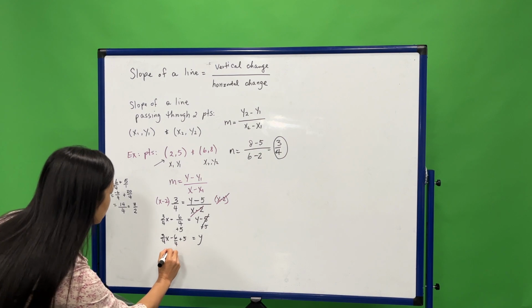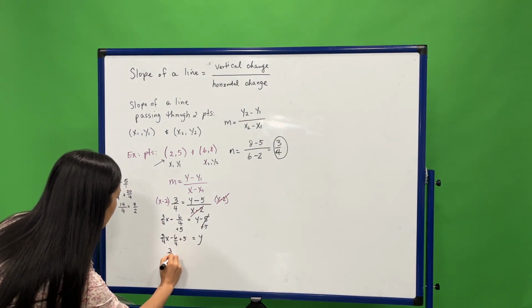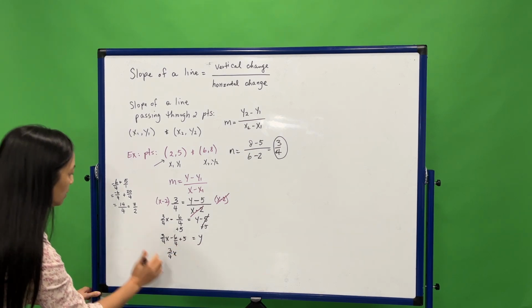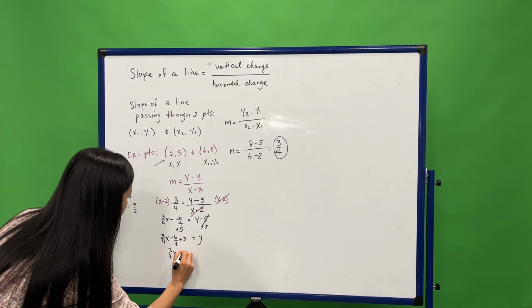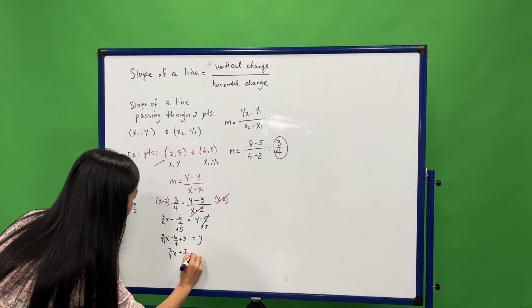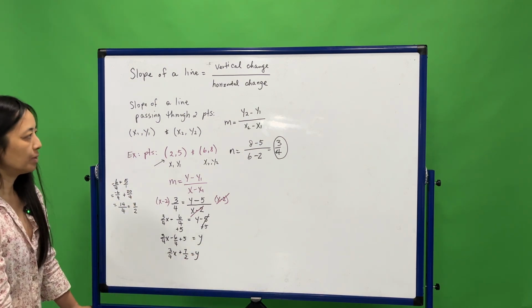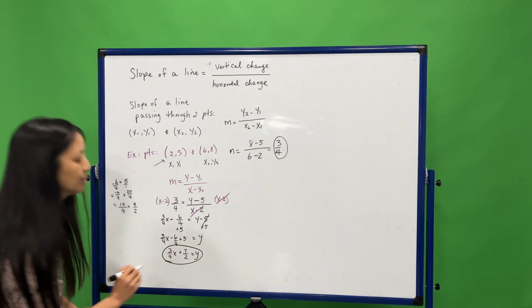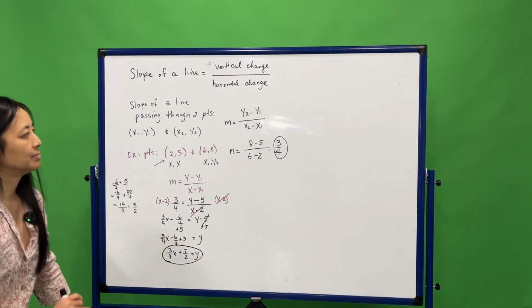So our equation becomes 3 over 4 x. And remember, we just solved this portion right here. So you're going to add 7 over 2 is equal to y. Now that we have our equation of the line, let's graph this.